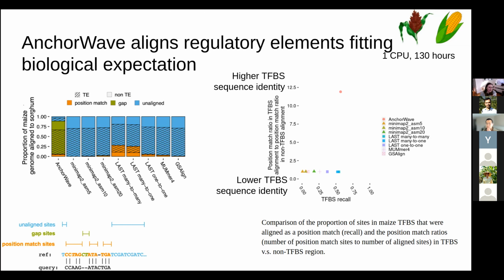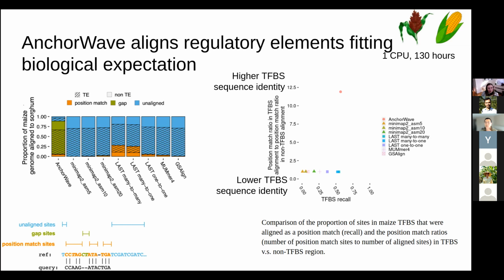So what I'm showing on the left is a plot much like we saw for maize, where we have our aligners along the x-axis and the proportion of the genome as a position match, these nucleotide to nucleotide alignments. AnchorWave recovers about 8% of the maize genome in these position match sites with sorghum. Some of these other aligners, like last, are identifying up to a quarter of the maize genome being aligned to sorghum. And again, a major difference between AnchorWave and these other aligners is that AnchorWave is producing these gapped regions of alignment.